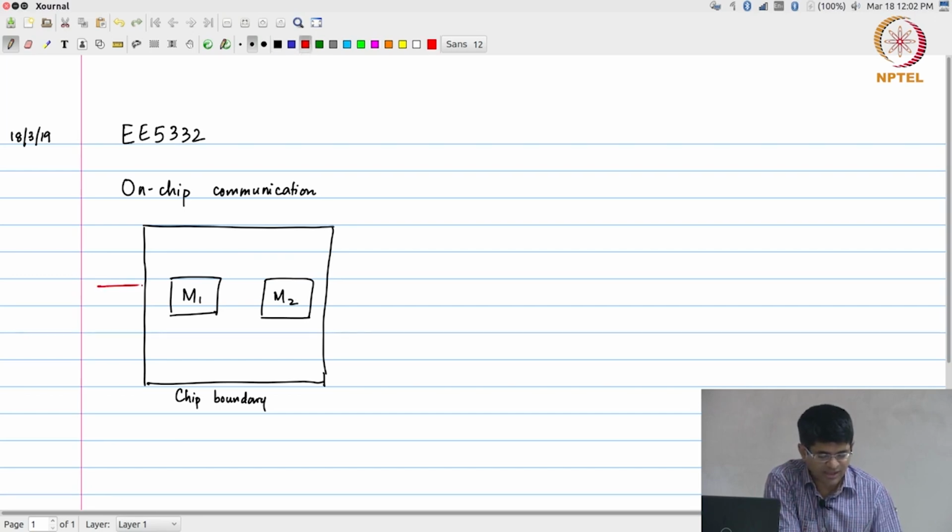Obviously, there is going to be some interaction with the outside world. There will be some input, there will be some output. These are off chip, right. So anything going outside the chip boundary is considered off chip. It is not a very clearly defined boundary.